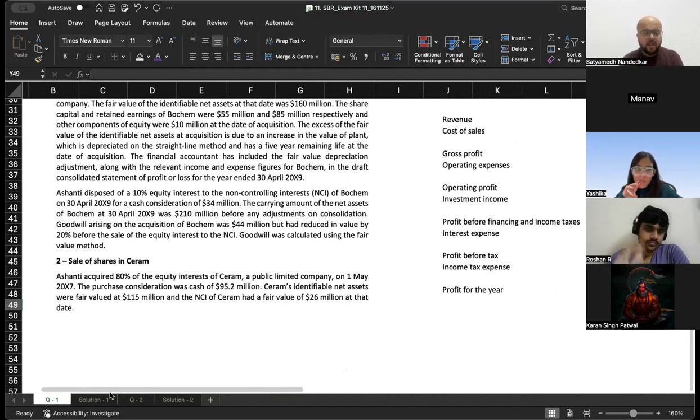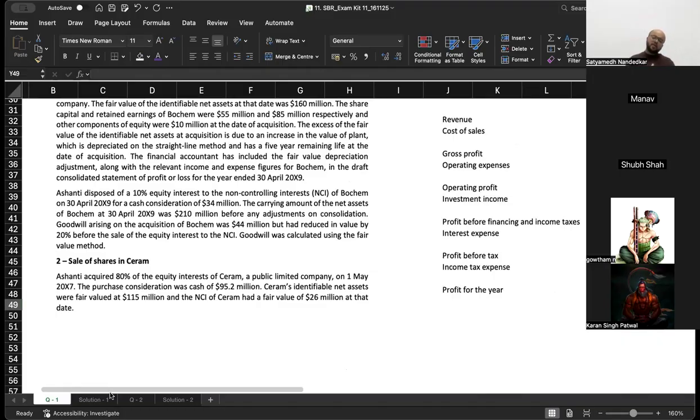ठीक है? Ashanti acquired 80% of the equity instruments in Serum, a public limited company, on 1st of May 2007. The purchase consideration was cash of 95.2 million. Serum's identifiable net assets were fair valued at 115 million, and NCI of Serum had a fair value of 26 million at that date. Net assets itna, cash consideration itna, and fair value of Serum itna.